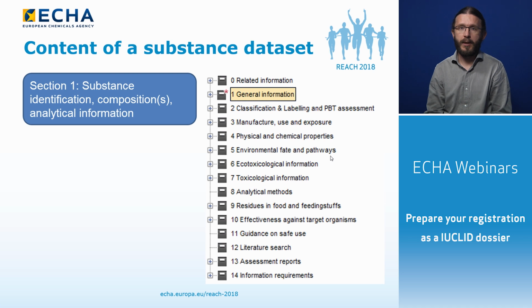Let's now have a closer look at the type of data managed in Euclid. A substance dataset is organized like a book with a table of contents. Using this table of content, or TOC, as indicated in the user interface, you will be able to browse through the different types of information required for a rich registration. The first section of the Euclid table of content is for the substance identification. A substance has to be identified with a reference substance containing the substance key identifiers, but full composition should also be provided. This information is supported by a set of analytical information.